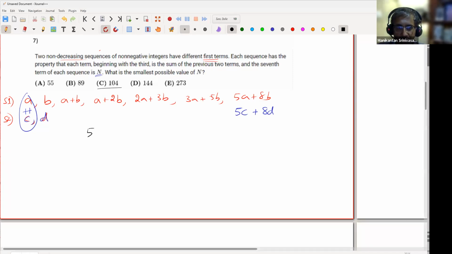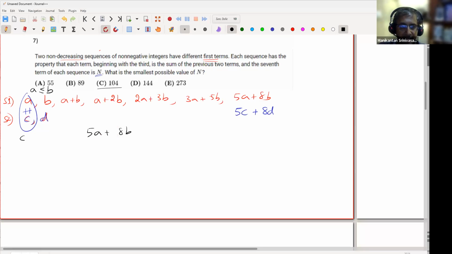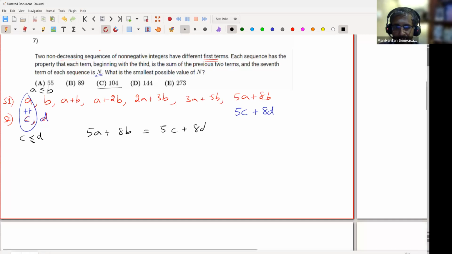So 5A plus 8B. Meanwhile, we know that it's non-decreasing, which means A is less than or equal to B. And we also know that C is less than or equal to D. That's what non-decreasing means. It could be a flat constant also. So we have the 7th term should match, which means 5A plus 8B must match 5C plus 8D.